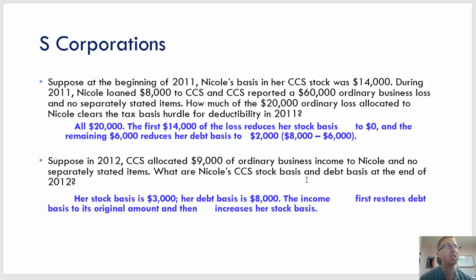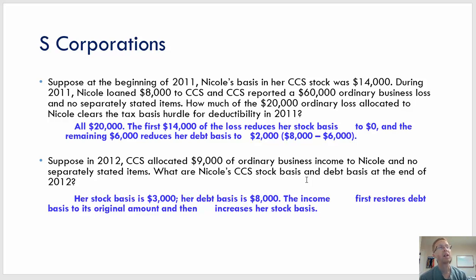How does that impact her? Well, first you reduce the equity in her stock to zero. Then you go over to the debt basis and reduce that down. Now, she still had 8,000 to start with, so going into 2012, she'd have zero equity or stock basis, and she'd have only 2,000 of debt. If that debt got paid off, let's say next year, and nothing else happened, that $8,000 that got paid off would generate $6,000 of gain. But again, all it is is you're sort of making up for the fact that you took losses against it.